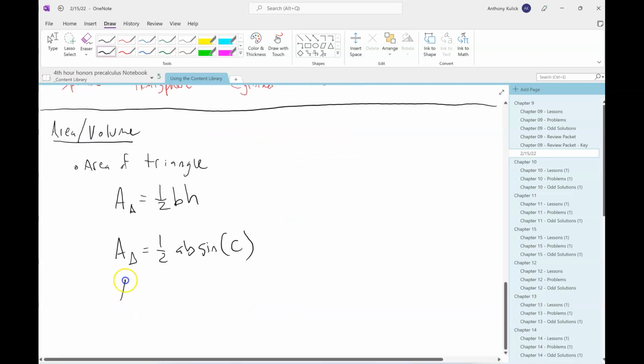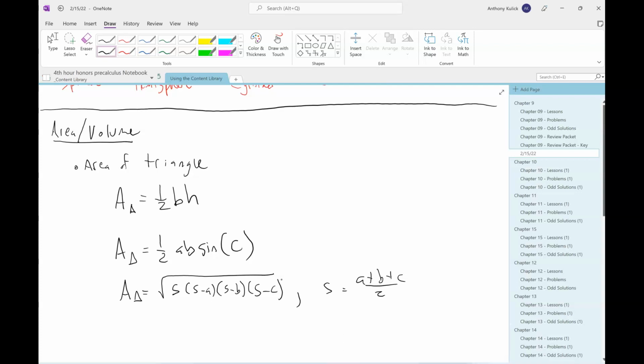Or, what was the other one? Square root of S times S minus A times S minus B times S minus C, where S is the semi-perimeter. That was Heron's formula from chapter 7. Those kind of sound familiar.